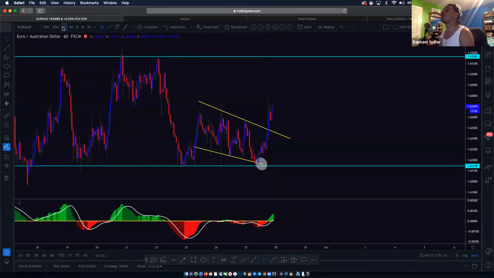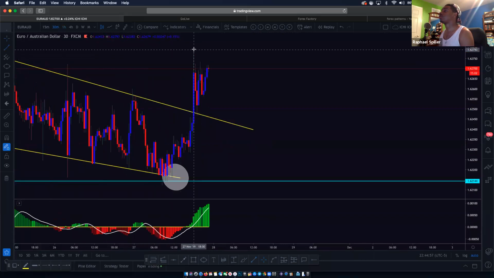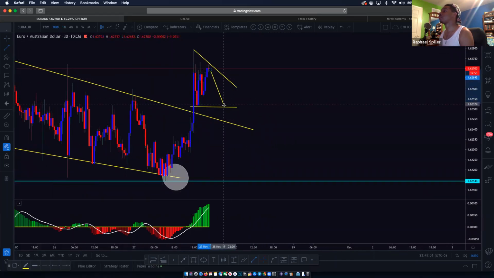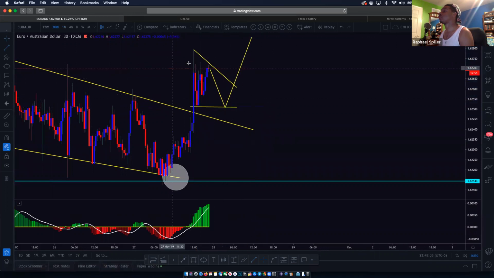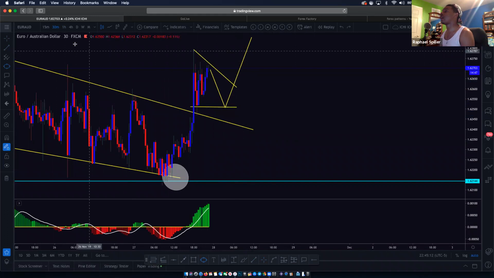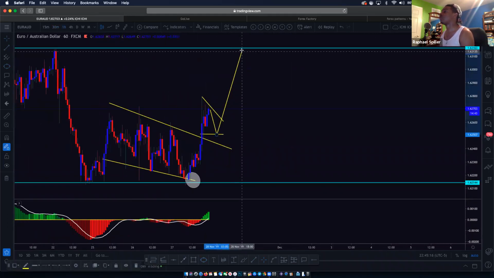So Euro AUD, at this moment, I would wait for a flag for buying. Remember, this would be a good time to buy when it's low, when it's at its low, not at its high. You don't want to buy off impulse. You want to buy when it's low.